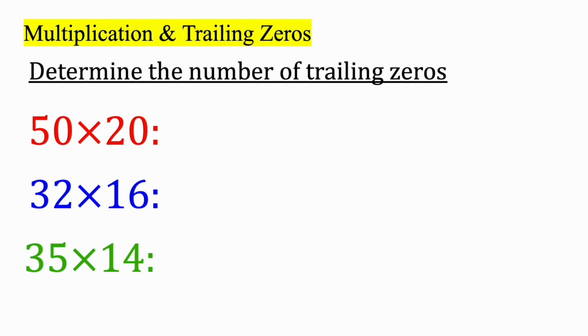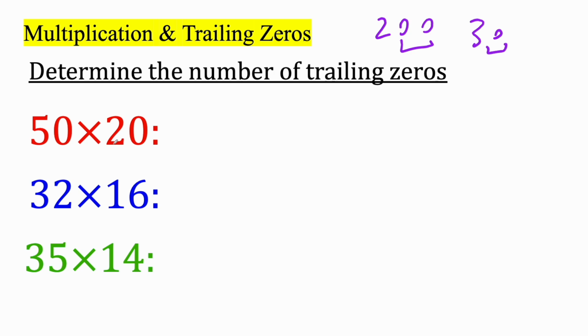Okay, in this video, we're going to cover multiplication and trailing zeros, and so let's begin. So a number like 200 has two trailing zeros. A number like 30 has one trailing zero. So we have multiplication, 50 times 20.